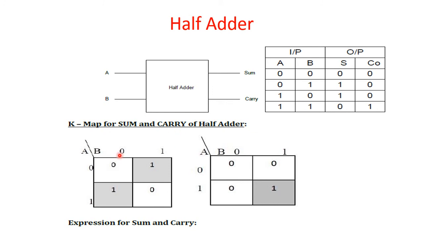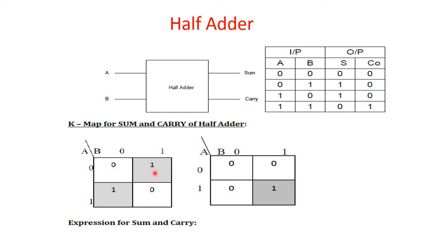For the K-map for the sum and carry of the half adder circuit, the first one is sum. For the 0 0 input, sum is 0. For 0 1 input, sum is 1. Similarly, for 1 0 input, sum is 1. For the 1 1 combination of the input, sum is 0. Now, to simplify this, this minterm will be grouped. Similarly, for this also, one will be separately grouped.